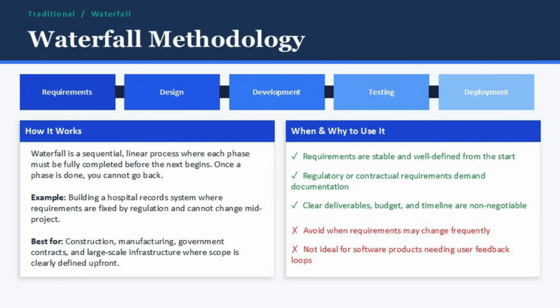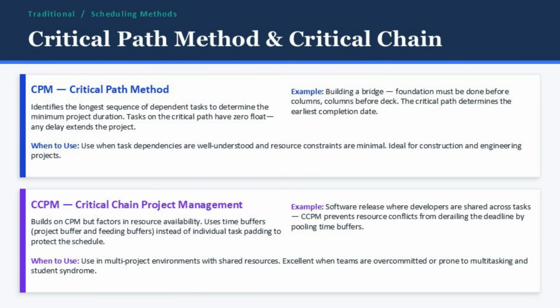Next up, 2 scheduling-focused methodologies that are often used alongside Waterfall or other traditional approaches: the Critical Path Method, or CPM, and Critical Chain Project Management, or CCPM. CPM asks one fundamental question: what is the longest sequence of dependent tasks in my project? That sequence is the critical path, and it determines the absolute minimum time your project can take. Any task on the critical path has 0 float, meaning if it slips, your entire project delivery date slips.